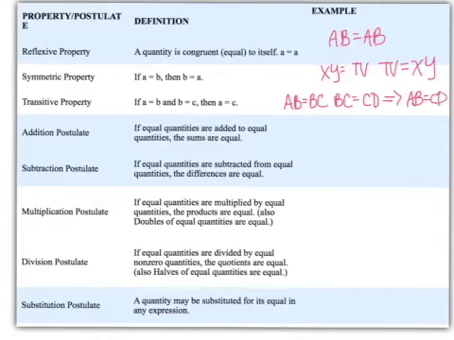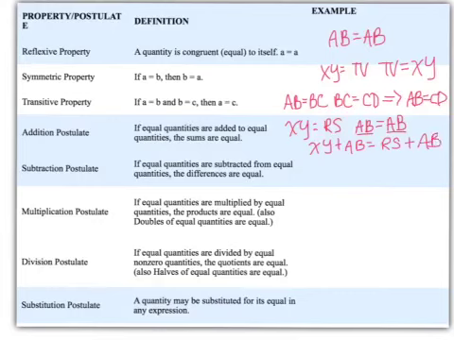The addition postulate we've talked about in the past, like the segment addition. If equal quantities are added to equal quantities, then the sums are equal. So let's think of this in a slightly different way. Let's think of it as if XY equals RS and AB obviously equals itself. Well, these are equal quantities. If we add AB to both sides of this equation, they'll still be equal. So XY plus AB will still be equal to RS plus AB. We added the same length to both sides.